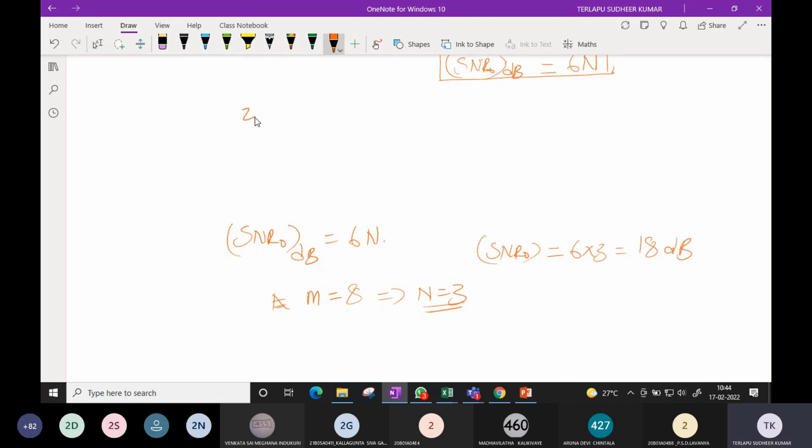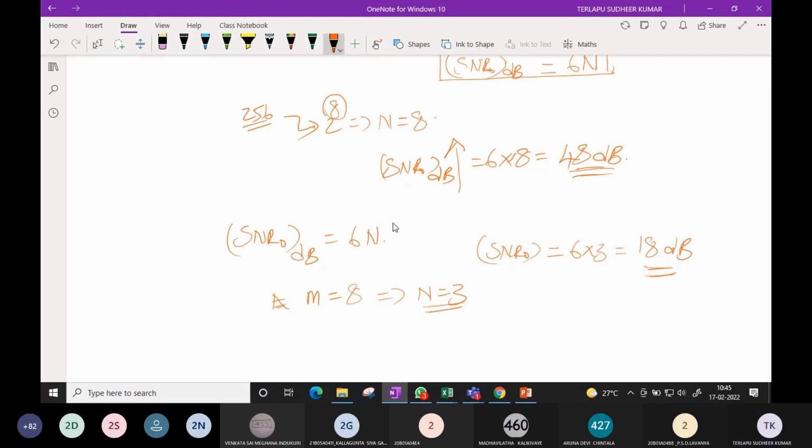Assume I have 256 quantization levels. This 256 can be represented as 2 power 8, so my n value is 8. So the SNR output in dB, signal to quantization noise ratio, is 6 into 8, that will be 48 dB. Now observe these two figures, 18 dB and 48 dB. When you increase the number of quantization levels, the signal to noise ratio increases directly. If the number of quantization levels is less, my signal to quantization noise ratio is also less.